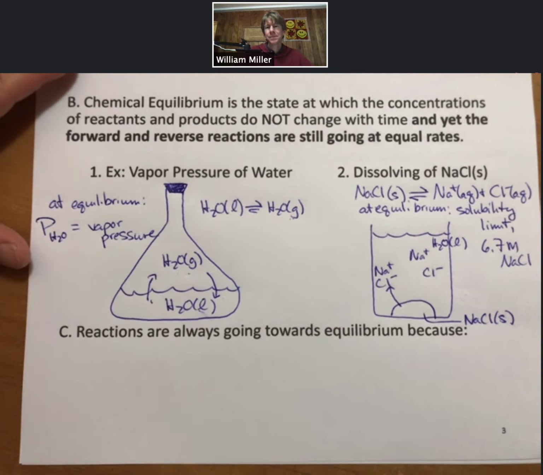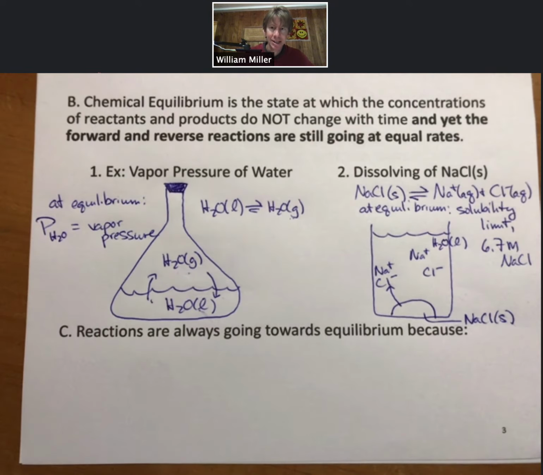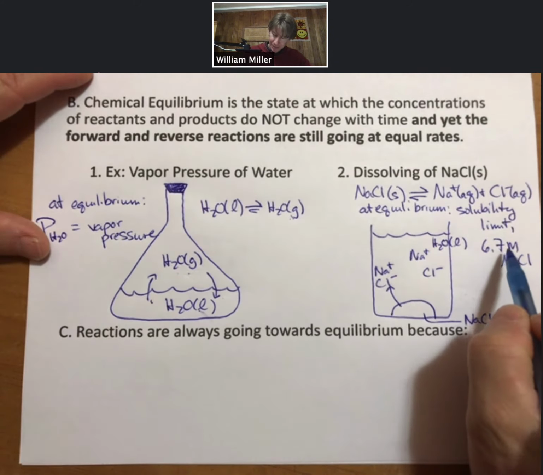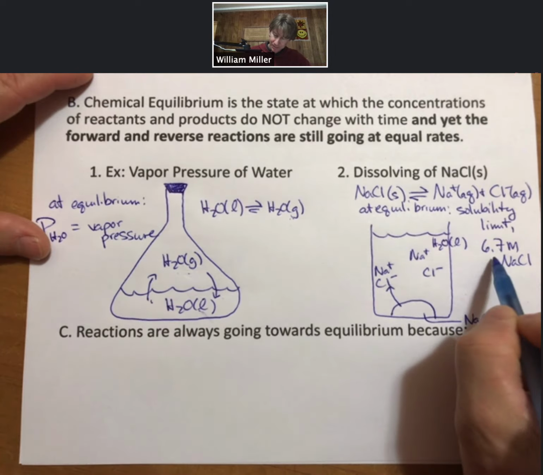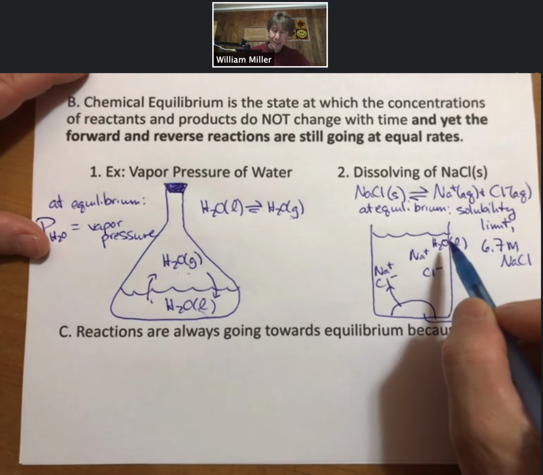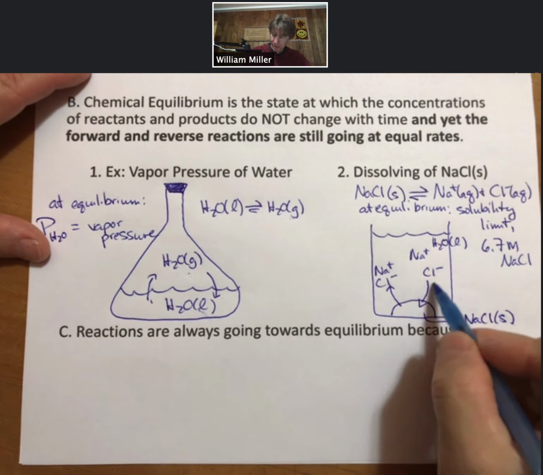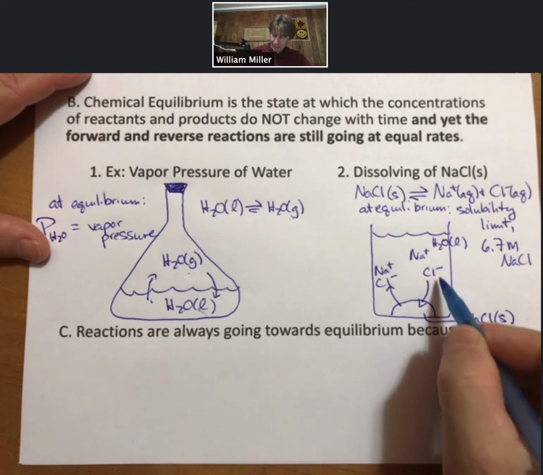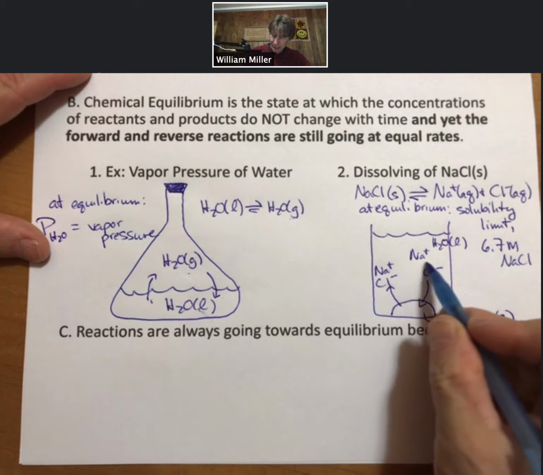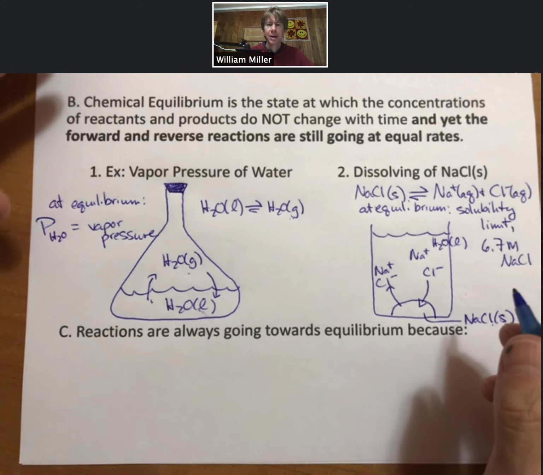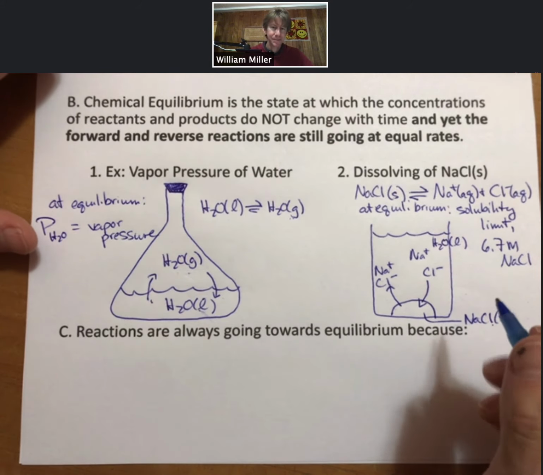Previously, we had considered that sodium chloride was just soluble, but there is a solubility limit. And so you can actually get to equilibrium, and at equilibrium, the sodium and chloride ions forming and the solid forming are happening at the same rates.